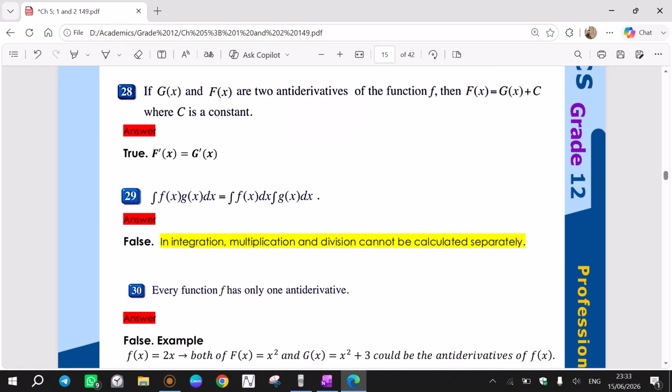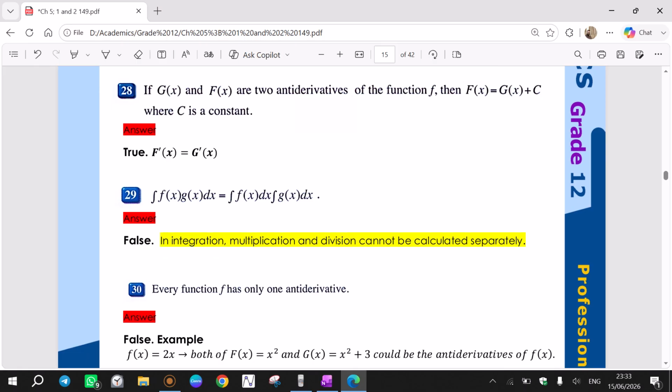Now question 28. If two antiderivatives are equal, then the functions are equal. That's true as well. If we have two antiderivatives that are equal, then the difference between them is just a constant. If I take derivative of f, I'll get f prime. Take derivative of g, I'll get g prime. But look here. If I take derivative, one side becomes f prime, the other side becomes g prime, and the c, which is constant, becomes 0. Then these two will be equal.